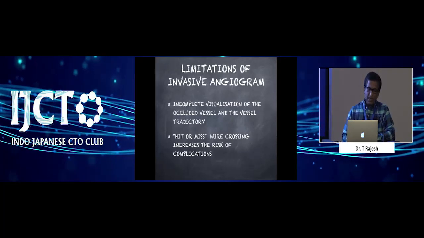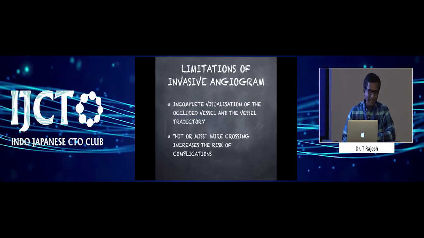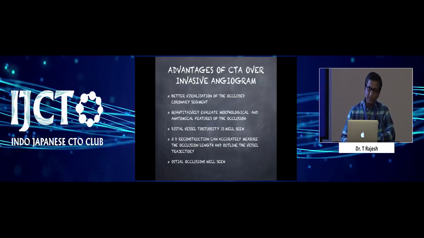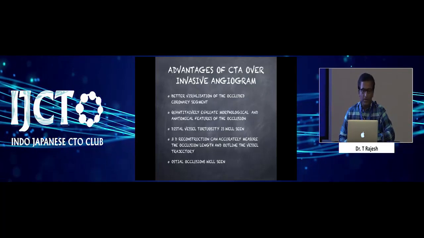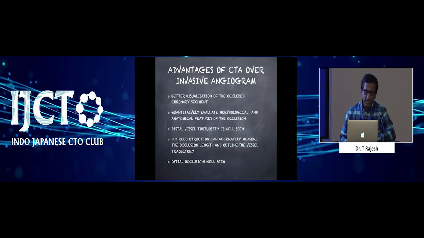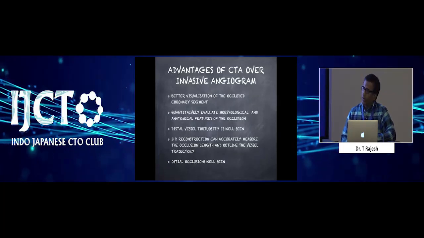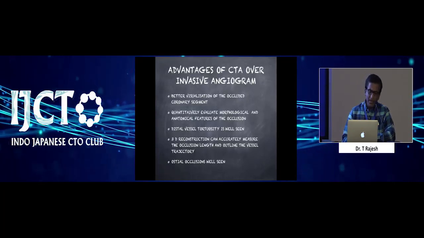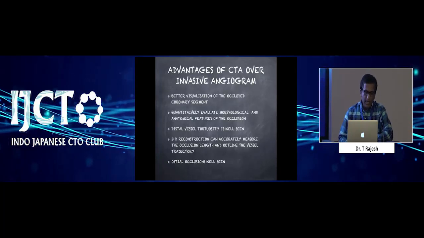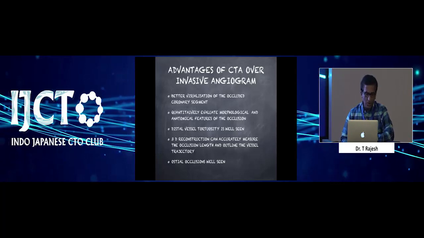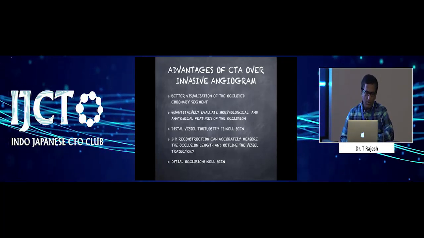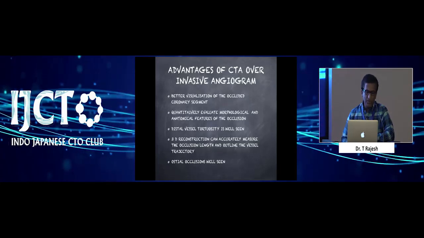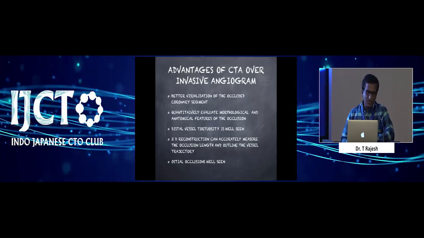So in the process of using the hit or miss technique, you are actually increasing the risk of complications. Now, what are the advantages of CT over conventional invasive angiogram? It provides better visualization of the occluded coronary segment. It quantitatively evaluates the morphological and anatomical features of occlusion. It gives us an idea of the distal vessel tortuosity, if there's any bend within the occluded segment, and with 3D reconstruction, as is shown here, accurately measures the occlusion length and outlines the vessel trajectory.